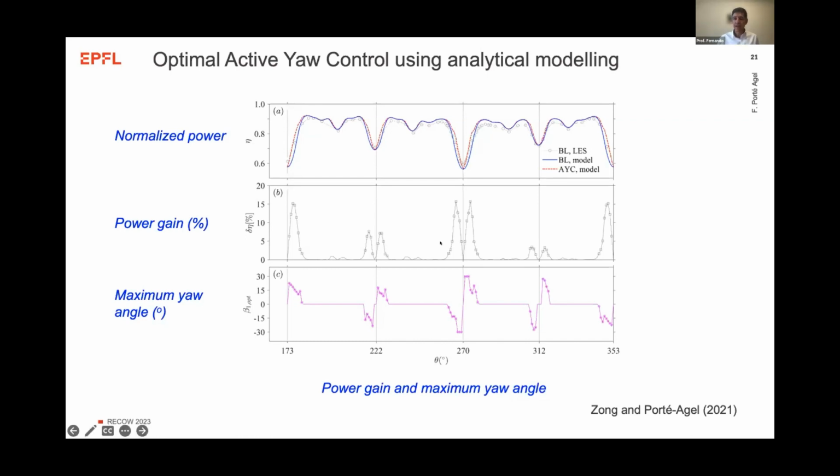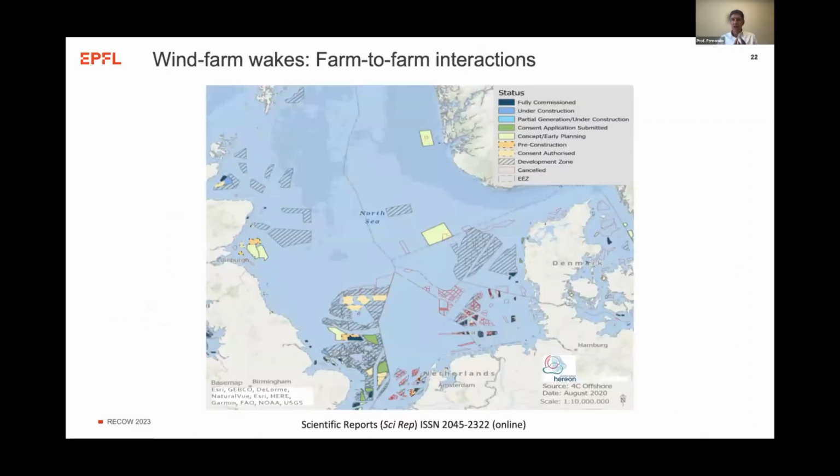So I hope that gives you an idea of how we can play with these different types of models and how they complement each other. Sometimes the LES, because it's so much higher fidelity, we can use it to improve analytical models.